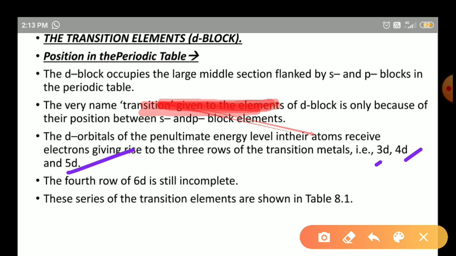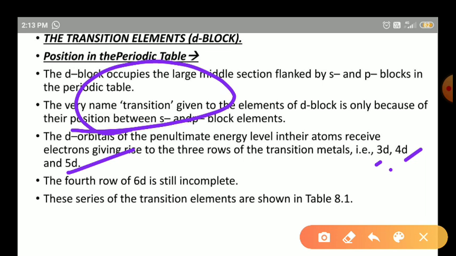Covalent character, right? It means what you are telling, that transition elements exhibit both the ionic and the covalent property.